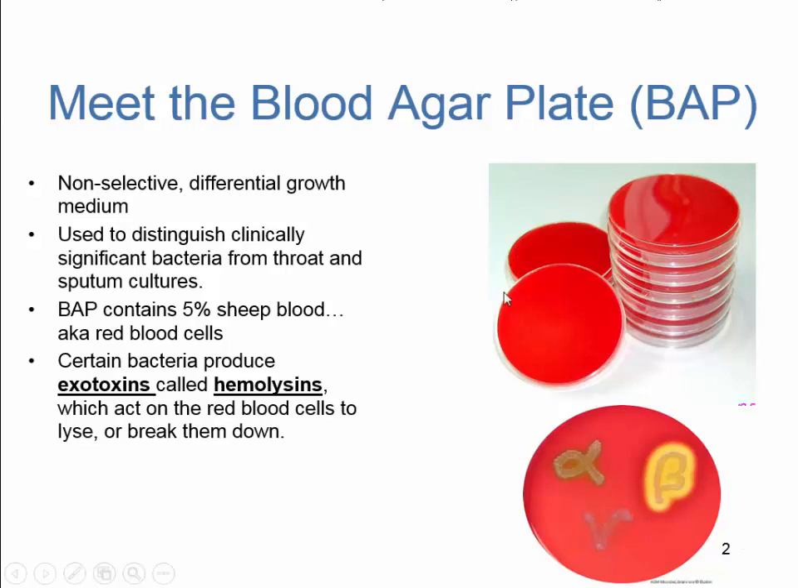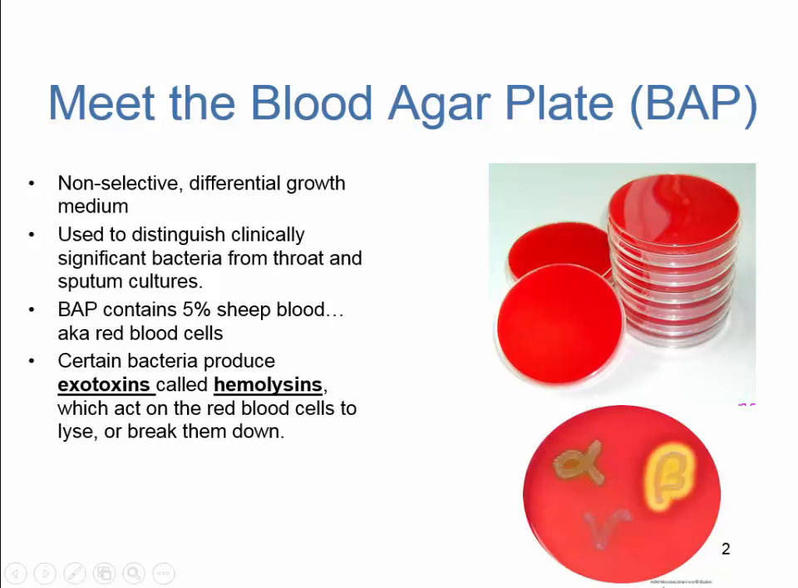The blood agar plate is actually 5% sheep blood on a tryptic soy agar. The sheep blood is necessary for certain bacteria to be distinguished, particularly those bacteria that make hemolysins. Hemolysins are exotoxins that are specific for red blood cells. This is a non-selective media, meaning that any bacteria could grow on it, but only certain bacteria are going to be considered differential. They're differential due to the fact that they secrete hemolysins and will lyse the blood.